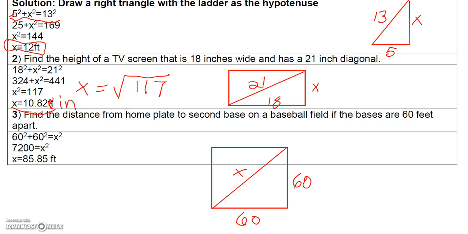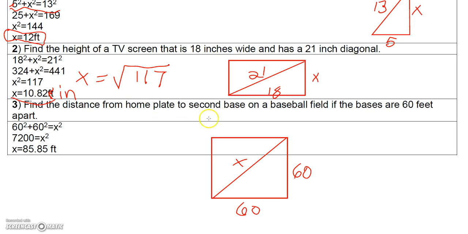Now the last example says find the distance from home plate to second base on a baseball field if the bases are 60 feet apart. Well, let's say this is home plate right here, and this is second base right here. That's supposed to be a 2. Alright, so second base is here. We know it's 60 feet from home to first base, and it's 60 feet from first base to second base.